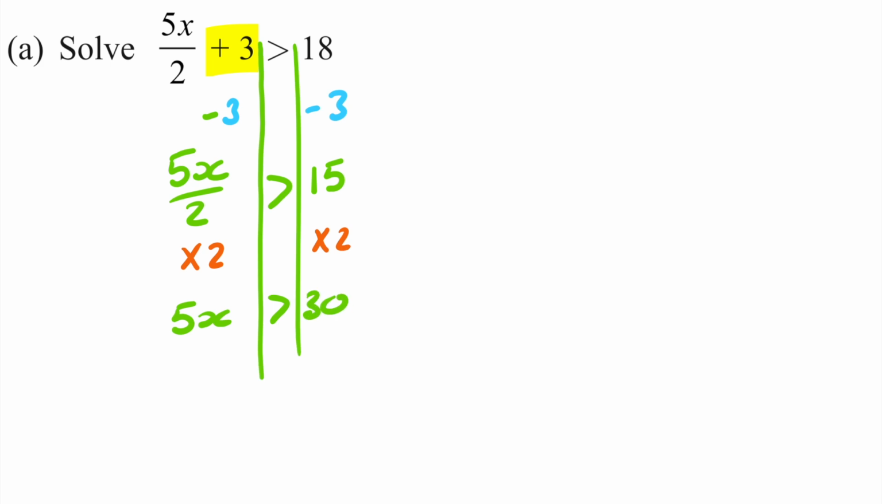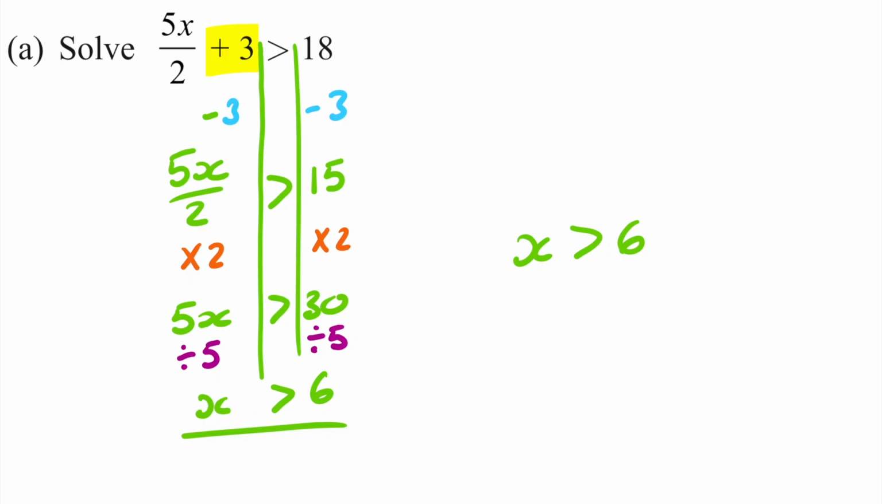We want x and not 5x, so we want to divide by the coefficient, so we divide both sides of our inequality by 5. That then gives you x is greater than 6, and that's the answer to this question. So x is greater than 6.